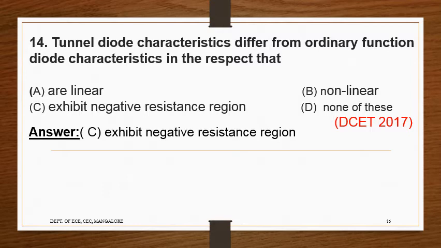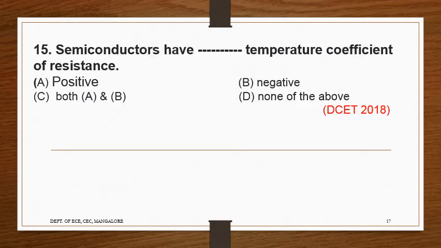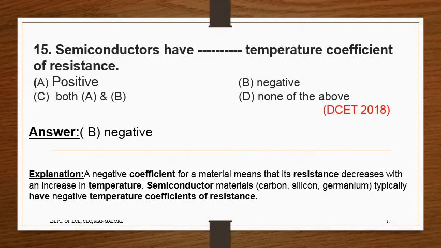C. They exhibit a negative resistance region. Semiconductors have dash temperature coefficient of resistance: A positive, B negative, C both positive and negative, D none of the above. Answer is negative. A negative coefficient for a material means that its resistance decreases with an increase in temperature. Semiconductor materials carbon, silicon, germanium typically have negative temperature coefficients of resistance.